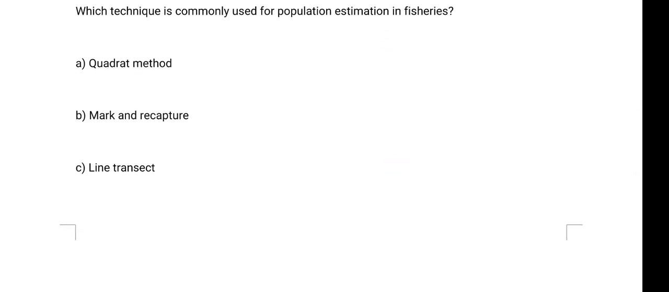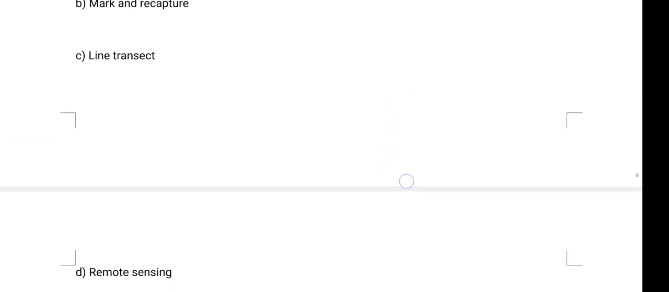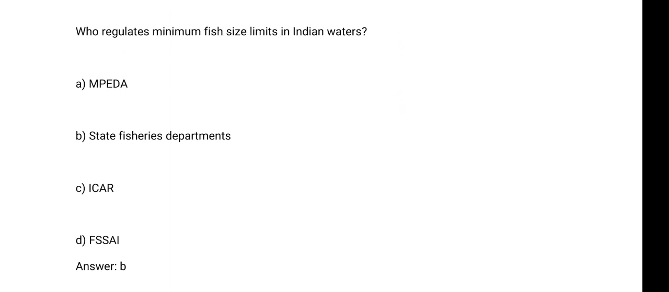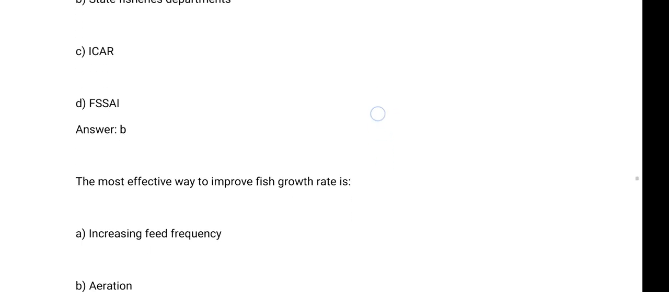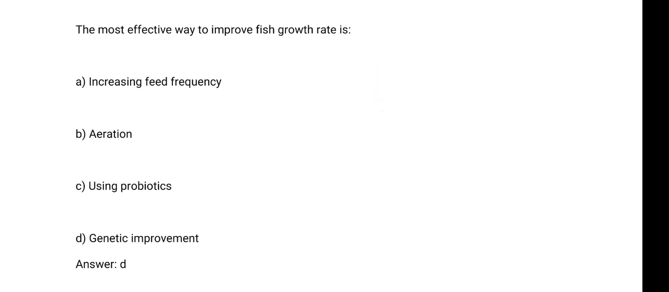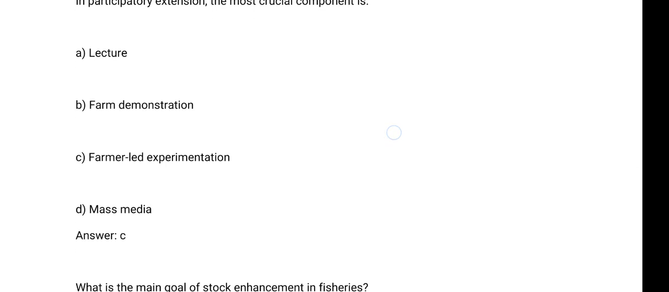Which technique is commonly used for population estimation in fisheries? So it is mark and recapture. Who regulates minimum fish size limits in Indian water? So it is State Fisheries Department. Most effective way to improve fish growth rate is by genetic improvement. A key indicator of pond productivity is, so it is plankton density. In participatory extension, the most crucial component is farmer-led experimentation.